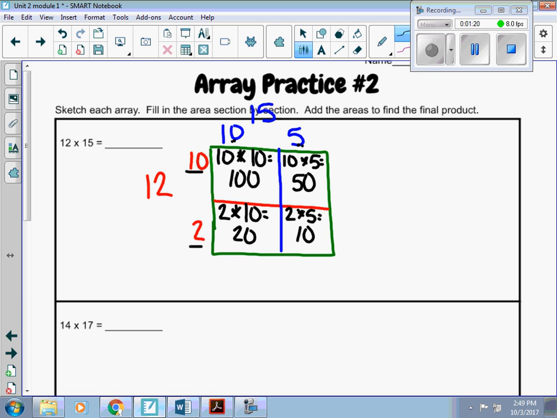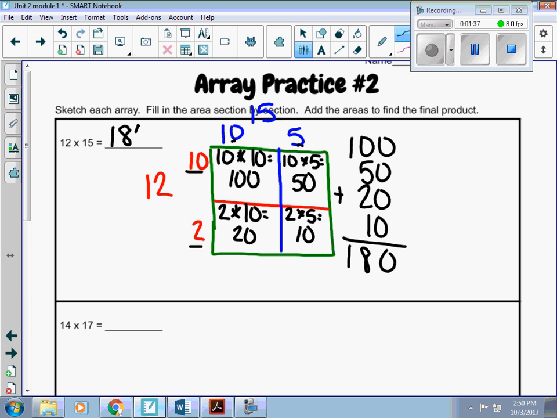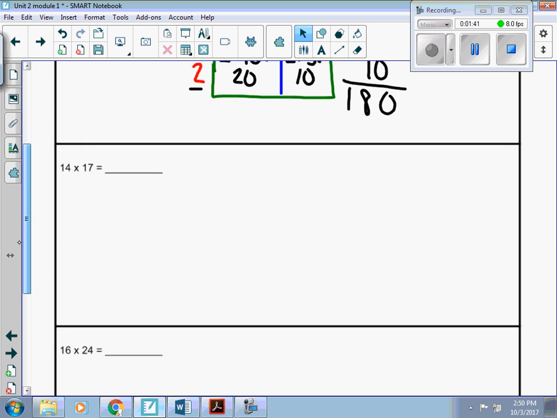Then to solve, I just add up my 4 pieces. I have 100 plus 50 plus 20 and 10. So I know that 12 times 15 is 180. Okay, let's look at the next one.